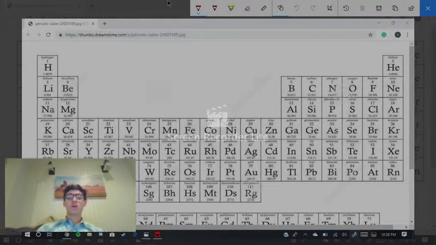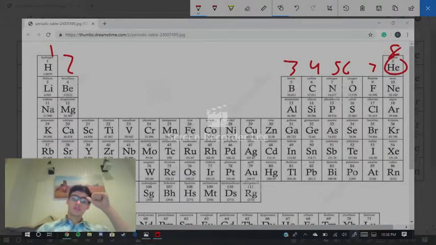To start off, you have to know how many valence electrons are in each element. Luckily, it is very easy. It is sorted into columns 1, 2, 3, 4, 5, 6, 7, and 8. Odd man out being helium, which only has 2 valence electrons.